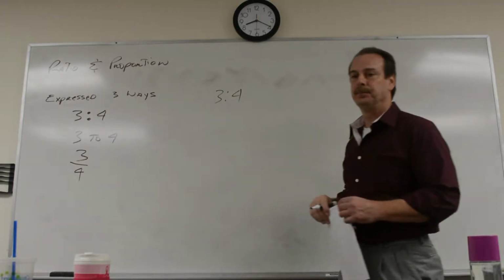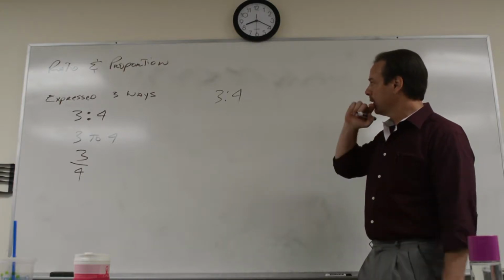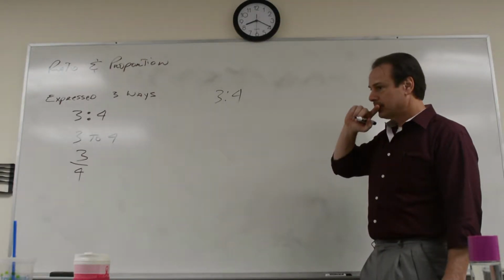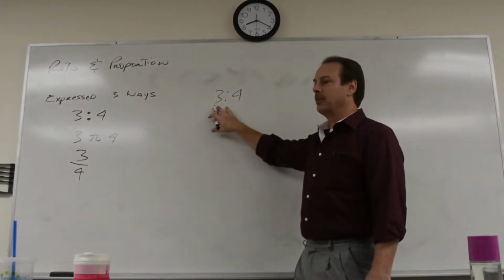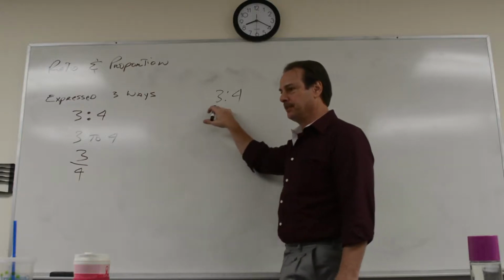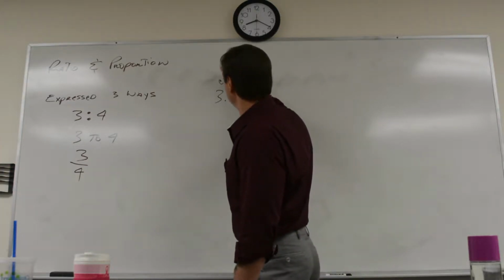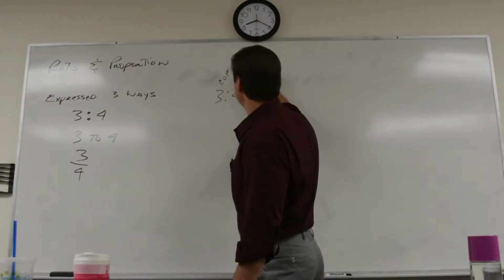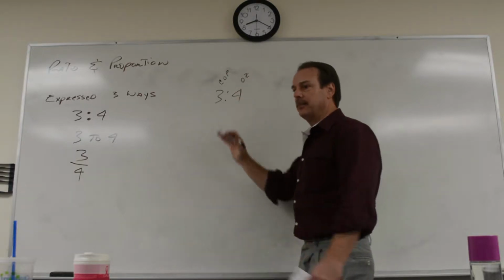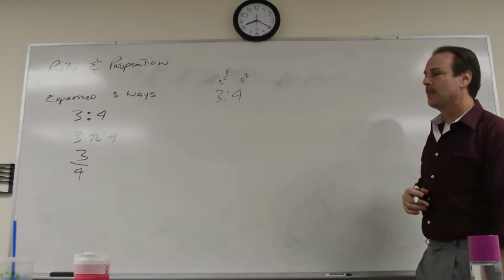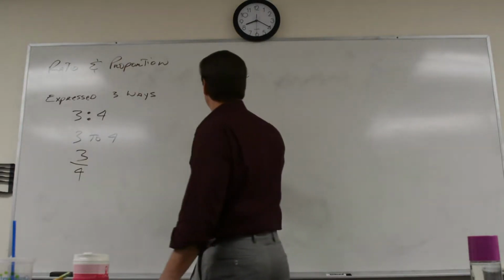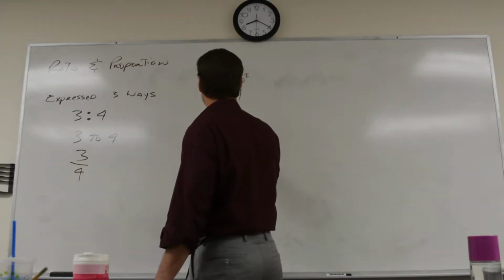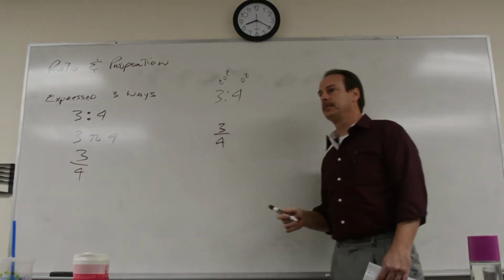Let's say we're cooking, and for every 3 of something, what could that something be? 3 cups of flour. We're going to need 4 ounces of some other item, water, whatever. Well, let's say our recipe calls for it to be a little bit larger. I think the easiest way to calculate with a ratio is to change it to a fraction.